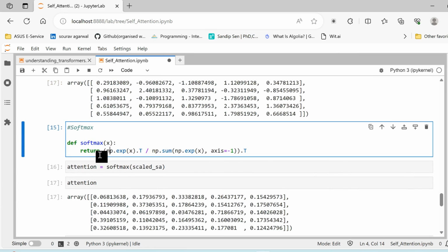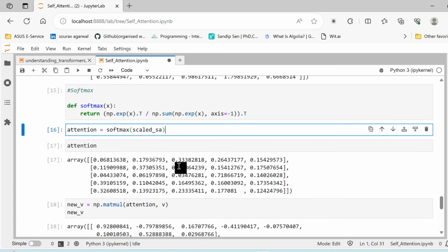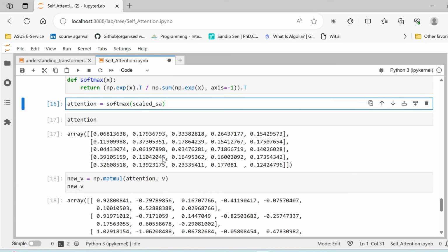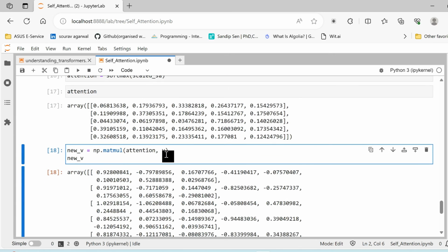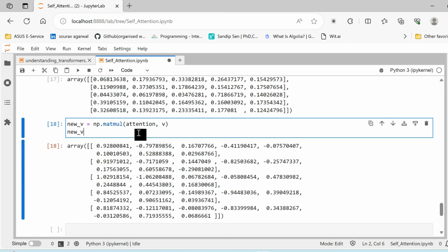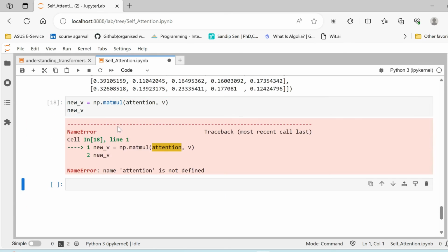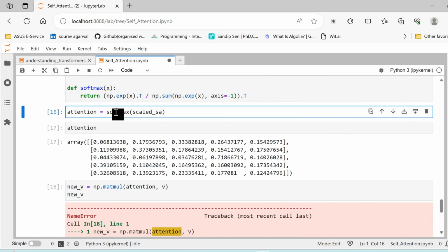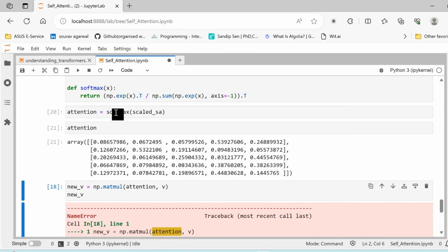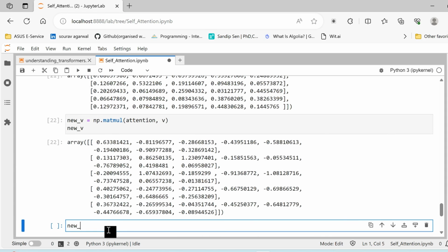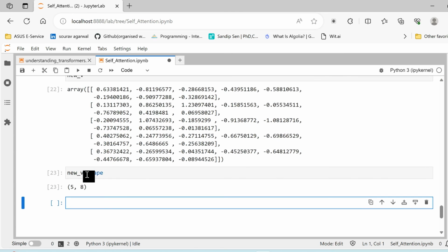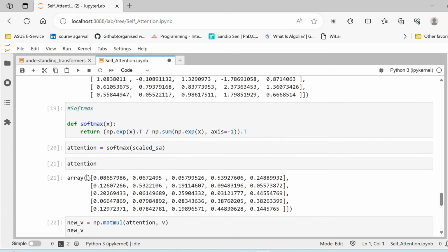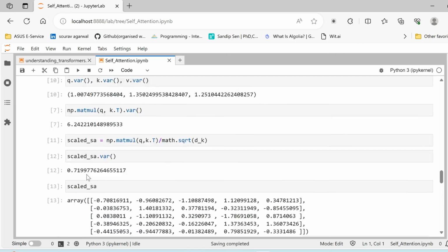Now the softmax operation. We have the formulation for softmax. We apply the softmax on the scaled SA and we get the attention output. Next we perform the matrix multiplication, np.matmul of attention and V. This is the output of our self-attention, and the shape of this is L comma DV, which is 5 comma 8.